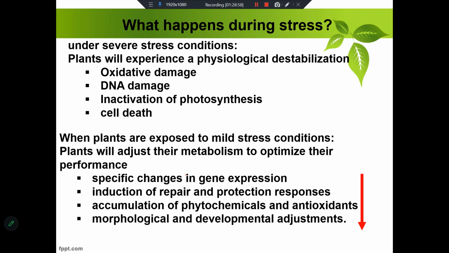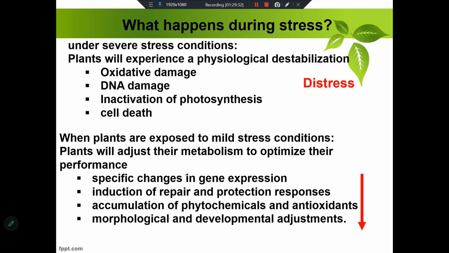Okay, and DNA will be damaged and photosynthesis will be inactivated because there are biochemical reactions going on in a membrane, and cell death will happen ultimately. Okay, so within a short period of time, the plant cells and the plant will collapse. So that type of stresses are called distress conditions. So they are severe stress conditions.